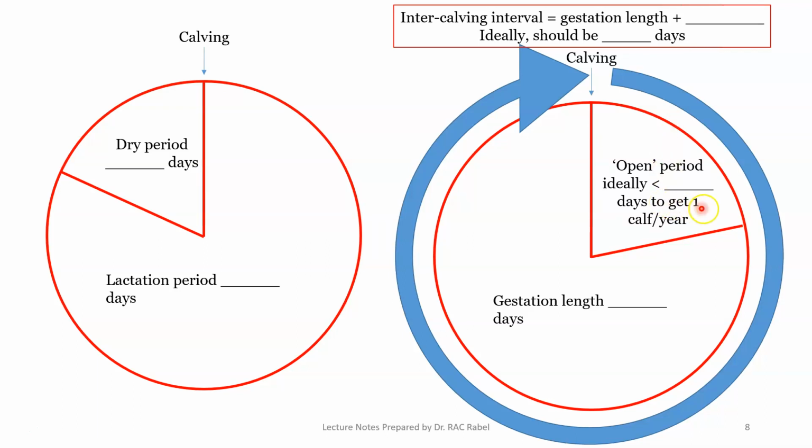So what is the critical event that determines this, right? So why can't you get a short open period, right? That is actually a problem not only in Sri Lanka but all over the world, that the open period is longer than what you ideally want it to be. So think about that. What is that critical event that prolongs the open period and prolongs the intercalving interval, right? Just give it a thought.